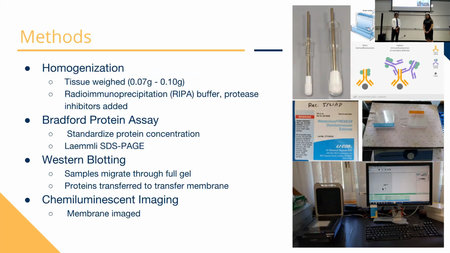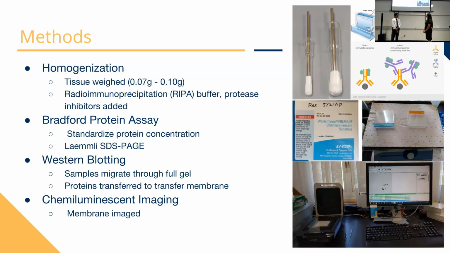Radioimmunoprecipitation, also known as RIPA, is a buffer used to lyse the cells, which will further help us break down the cell to get to the proteins. And then protease inhibitors are also added to prevent the proteins from denaturing, and we don't want them to denature because we want all the proteins to stay the same and be expressed in the end as they were when they were inside of the rat.